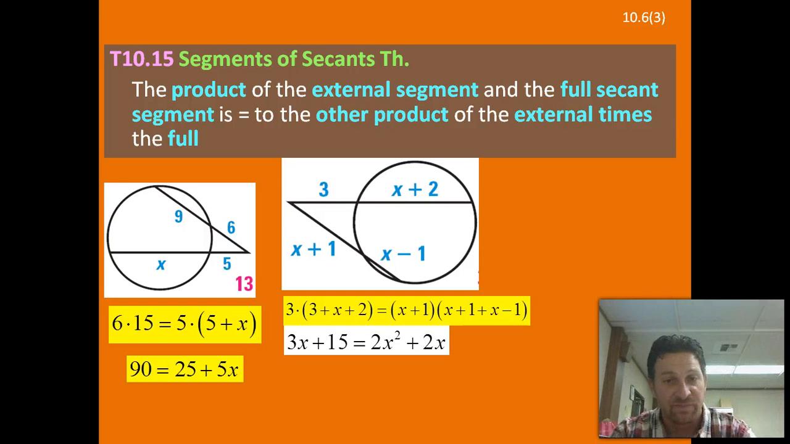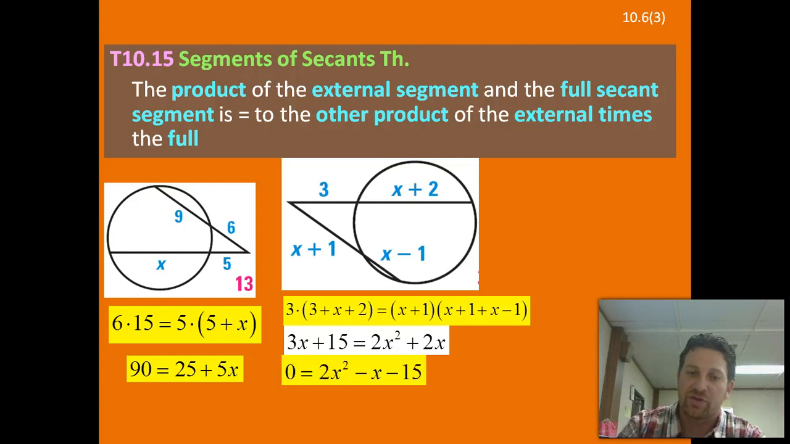But this time, your x squareds are not going to cancel out like on the previous slide, so factoring kind of comes into play here. So we end up with this right here: 0 equals 2x squared minus x minus 15.